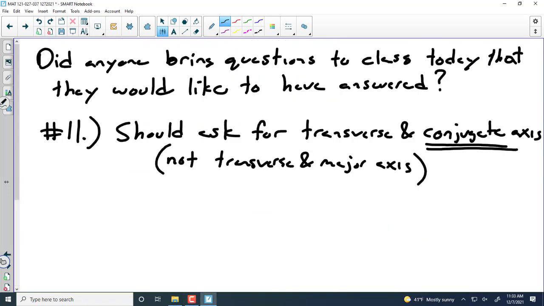So a couple things. First of all, our friend Rachel has pointed out to me that on one of the hyperbola questions, I asked for the transverse and major axis, but we don't use the term major axis for hyperbolas, so it should say transverse and conjugate axis. So obviously I did some sort of cut and paste thing and forgot to change one of the words. So make sure you understand that when you have a hyperbola, you are not looking for a major or minor axis, you're looking for a transverse and a conjugate axis.